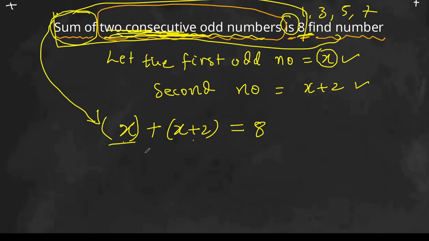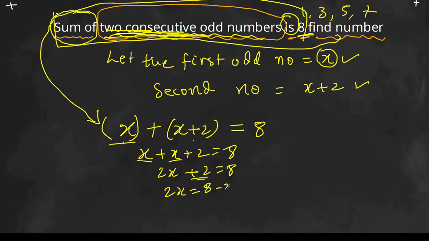Now we will do the algebraic expression. Simply x plus x plus 2 is equal to 8. These two are like terms, so we are going to add: 2x plus 2 is equal to 8. 2 will be transposed from the left to the right side, so 2x is equal to 8 minus 2, 2x is equal to 6. Further we will find the value of x, 6 by 2, which is 3.